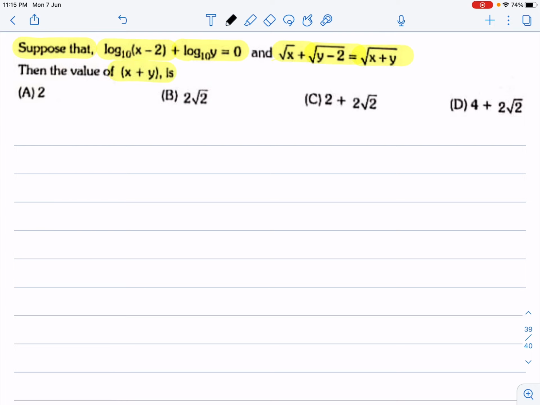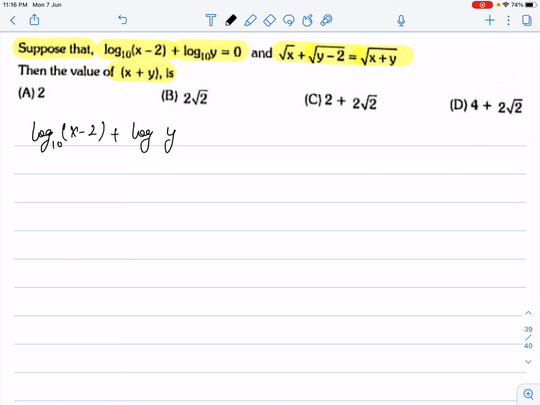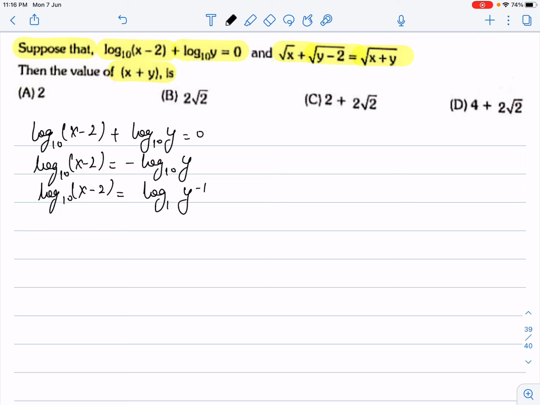So first expression, what is given to you? Log of (x minus 2) base 10 plus log of y base 10 is equal to 0. So it can be written by me as log of (x minus 2) base 10 is equal to minus log of y base 10, which can be further simplified as log of (x minus 2) base 10 is equal to log of y to the power minus 1 base 10.